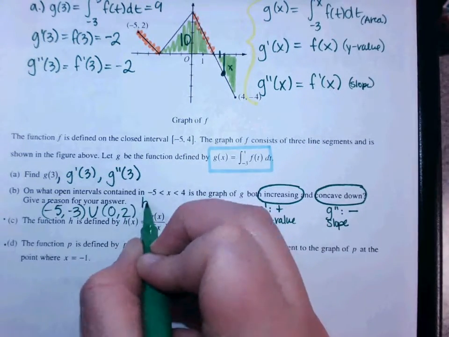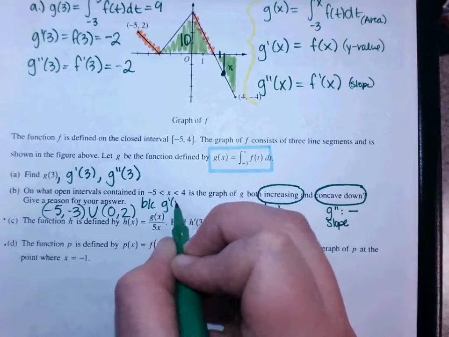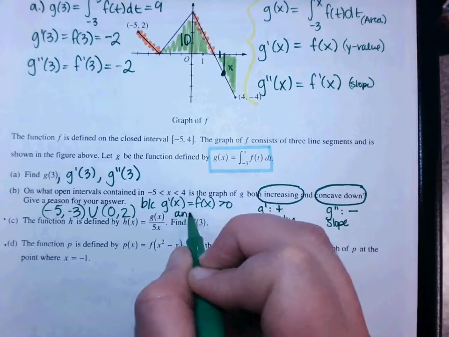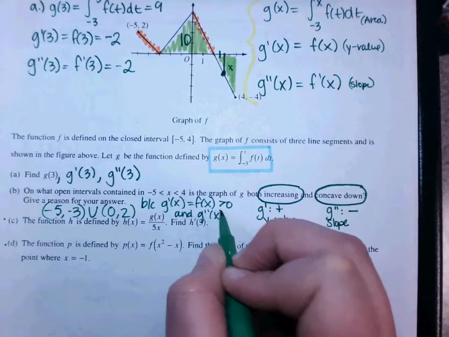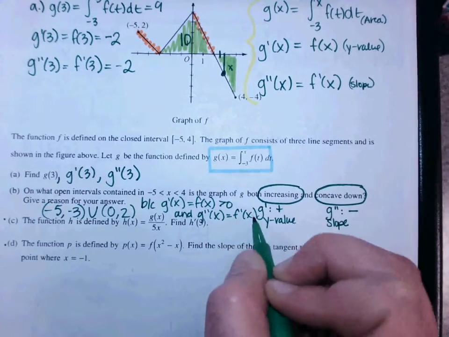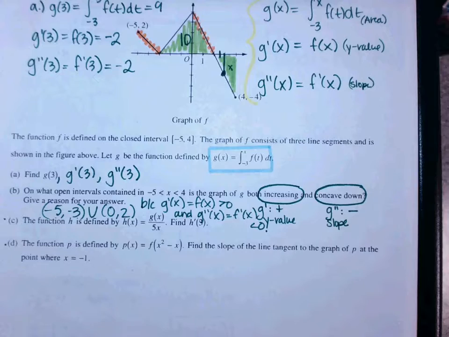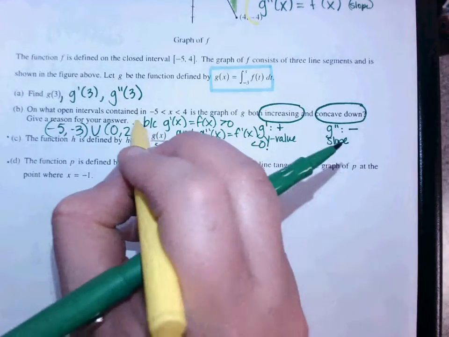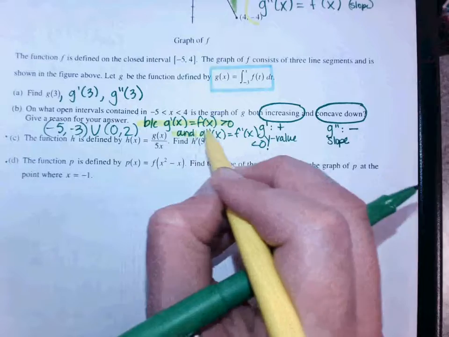Okay, then I would put because G prime of x, which is f of x, is greater than 0, and G double prime of x, which is f prime of x, is less than 0. Okay? So that would be your explanation right there. Boom, boom, boom.